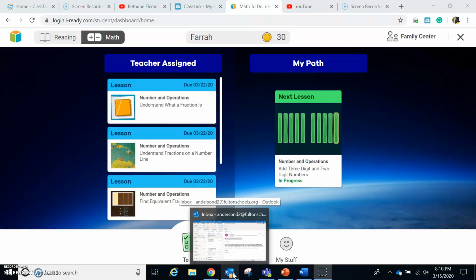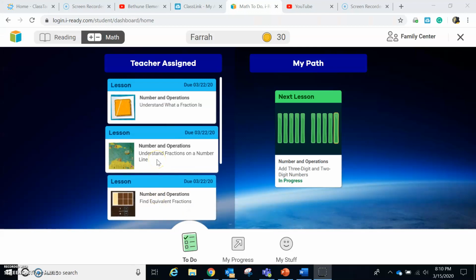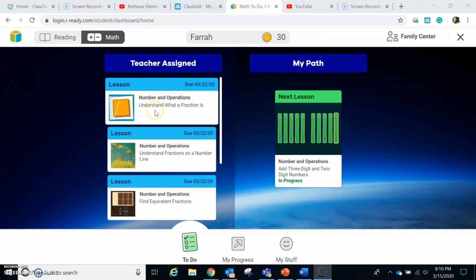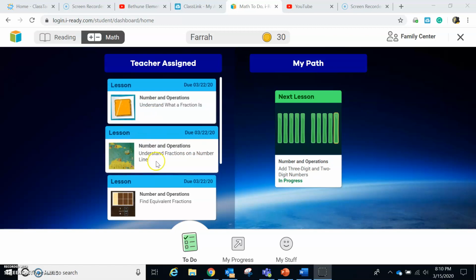When you're done, you're going to get on I Ready, and you're going to do this lesson, understand fractions on a number line. So yesterday you should have done understand what a fraction is. Today, understand fractions on a number line. And then you're done for today.